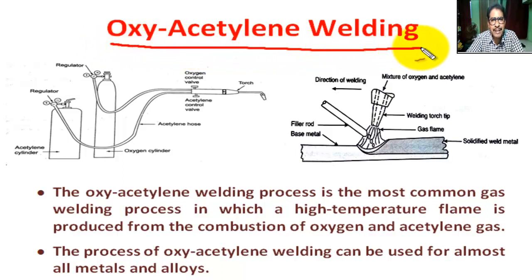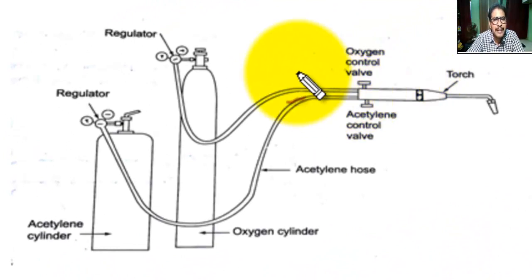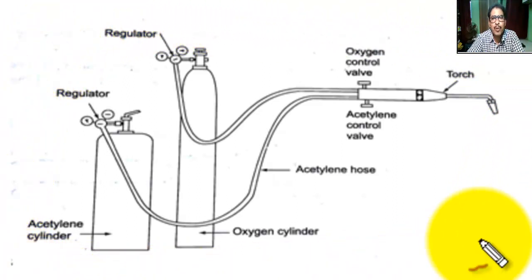Oxyacetylene gas welding. In oxyacetylene gas welding, the gases used are acetylene and oxygen. This is the figure of oxyacetylene gas welding.